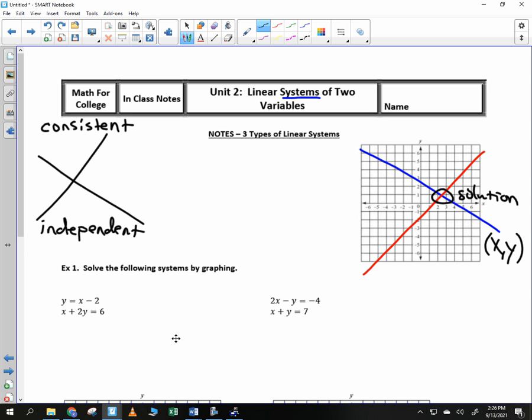There's another type of graph that you can get. You could get a graph that looks like this. Tell me something about those lines. Same slope. They are parallel. So they will not cross, so they are called inconsistent. But they are different lines, so we call them independent.